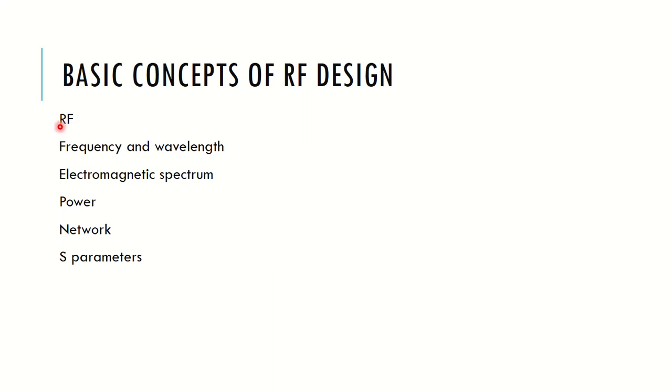The first one is about what is radio frequency. Then we'll see about the frequency spectrum, like what is the range of frequency that will be covered in the RF and microwave. We will see what is power, what are RF networks, and a special type of parameters called the S parameters. So let us start seeing one by one.